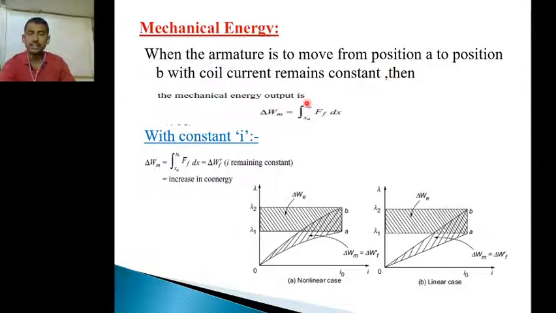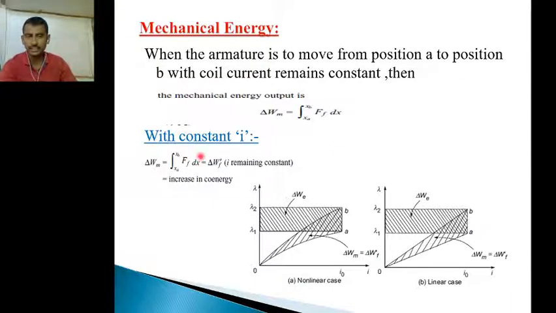So what is the mechanical energy? The mechanical energy Wm is nothing but force into displacement itself. But we have to consider force into displacement with limits. So what are the limits? At position A we have one distance, and at position B we have another distance. Those distances are nothing but xa and xb. And we can analyze this mechanical energy in terms of the co-energy and in terms of the field energy.